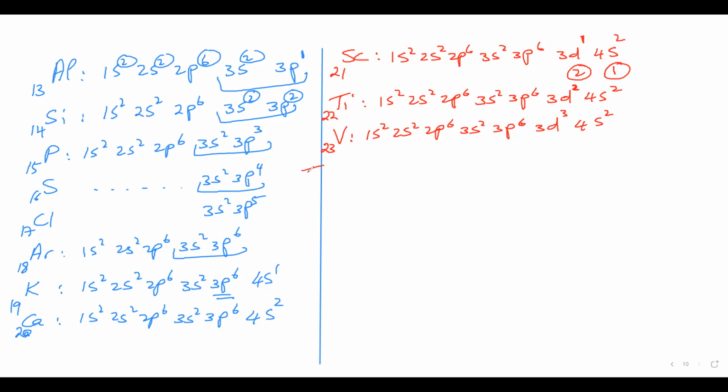Now we come to our first exception, which is chromium. We have 2 exceptions only. We come to chromium, which is 24. So when we fill the electronic configuration of chromium, it should be 1s2, 2s2, 2p6, 3s2, 3p6. I leave the 3d empty. I write 4s2, and then write here 4. But if we write the electronic configuration of chromium in this way, it will be wrong.